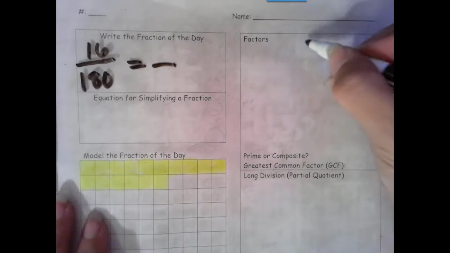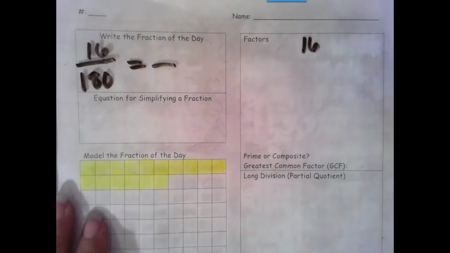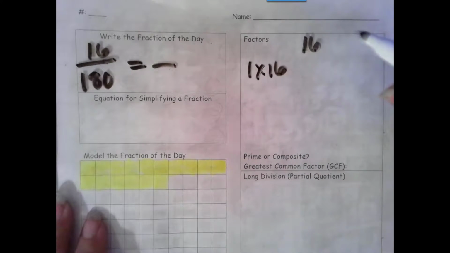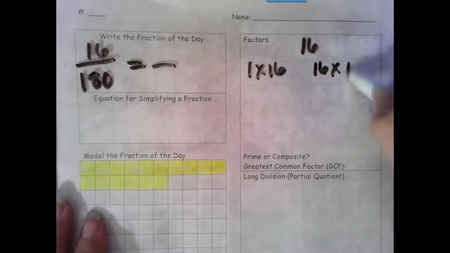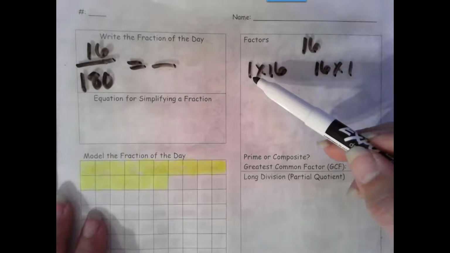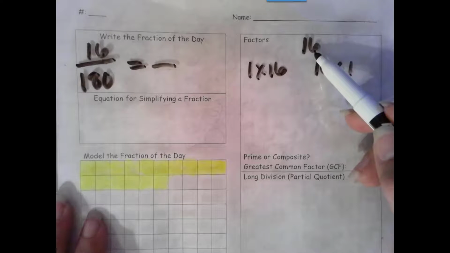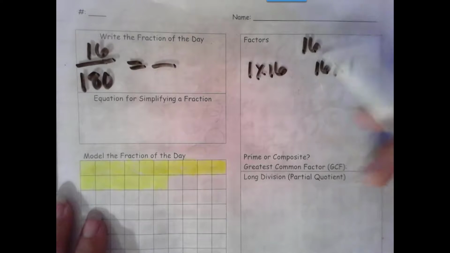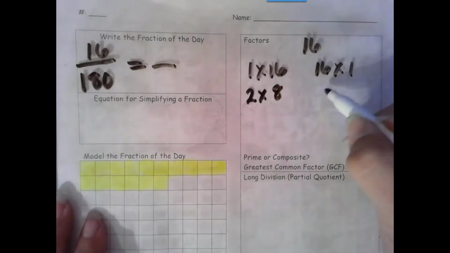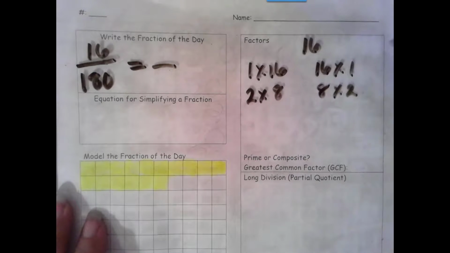Let's find the factors of our numerator, 16. Two factors we always know are 1 and the number itself. Using the commutative property of multiplication, I can also write it as 16 times 1. Now I'm going to go through my divisibility rules in an orderly fashion so I don't miss any possible factors. After 1, we try 2. The rule for 2 is that it ends in an even number. It does end in an even number, so 2 is a factor. 2 times 8, 8 times 2.